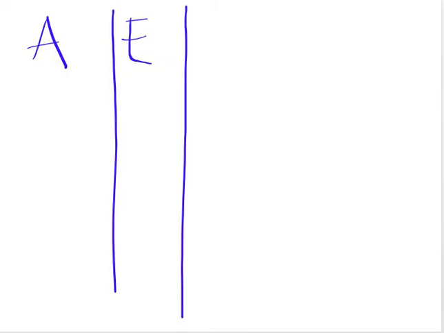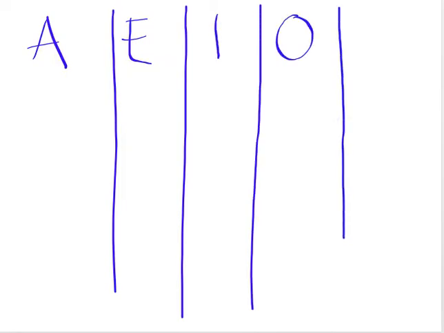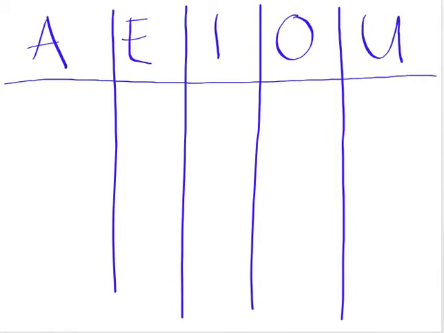So the short A sound is pronounced ah. Short E is eh. Short I is ih. Short O would be ah. And of course short U would be uh. Those are our short vowel sounds. So the short A can be spelled as an A. The short E actually can have two different spellings. It can be spelled just with an E, but also a vowel team EA, like in the word head, can also make a short E sound.